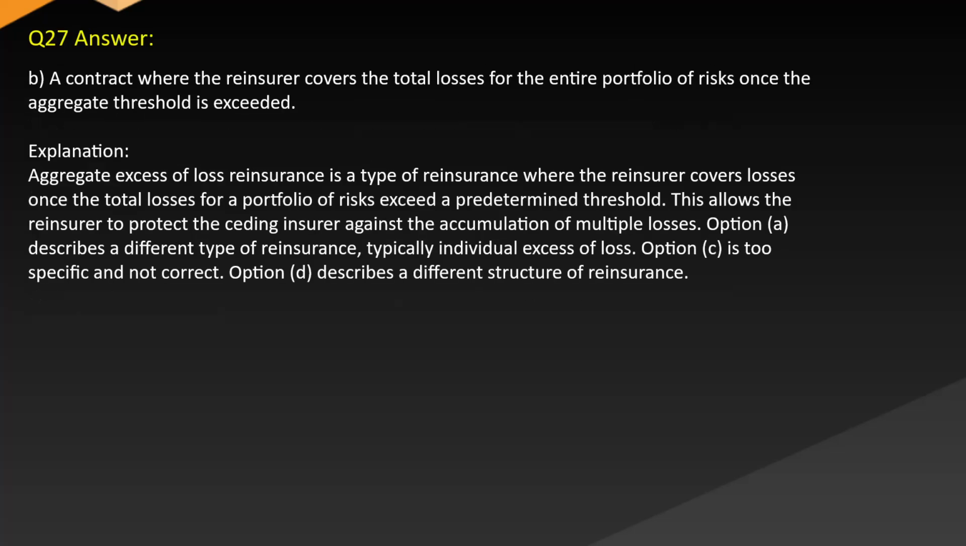Answer: B. A contract where the reinsurer covers the total losses for the entire portfolio of risks once the aggregate threshold is exceeded. Explanation: aggregate excessive loss reinsurance is a type of reinsurance where the reinsurer covers losses once the total losses for a portfolio of risks exceed a predetermined threshold. This allows the reinsurer to protect the ceding insurer against the accumulation of multiple losses. Option A describes a different type of reinsurance, typically individual excessive loss. Option C is too specific and not correct. Option D describes a different structure of reinsurance.